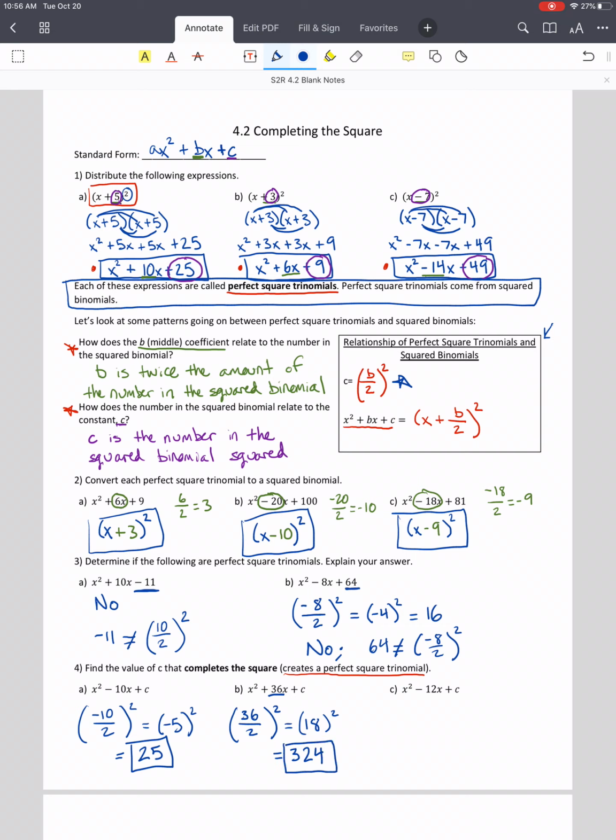We're going to do the same with part C. Take my middle coefficient, which is negative 12. I'm going to divide it by 2, and then square it. Negative 6 squared is a positive 36.